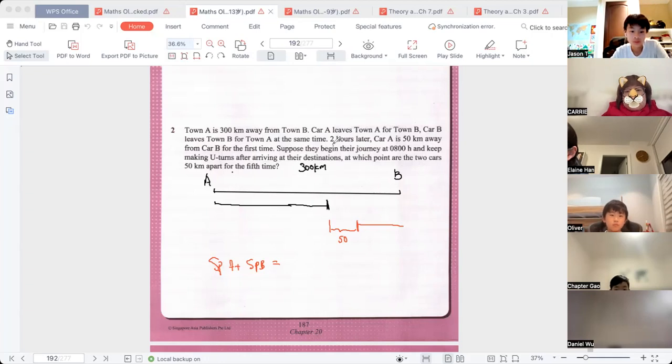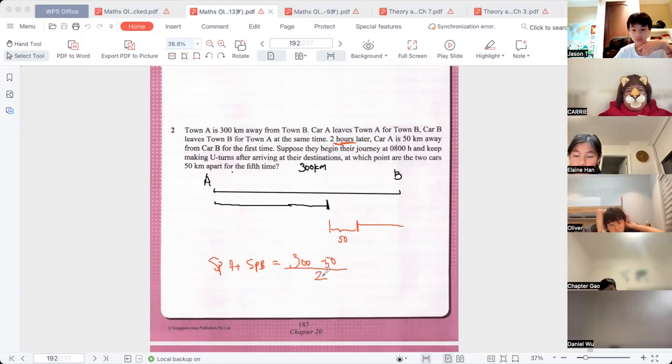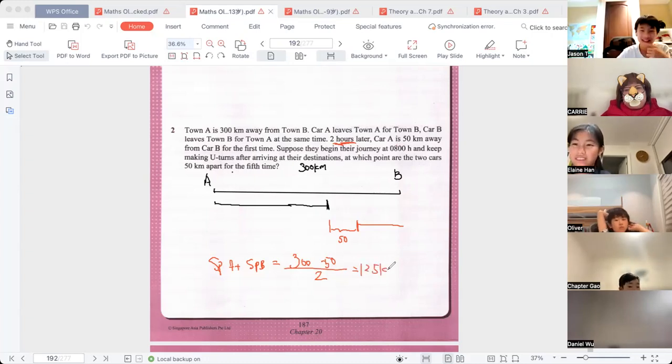So, 你看啊, 2 hours later, car A is 50 kilometers from car B. So altogether, it's 300 kilometers. So the speed of them is (300 minus 50) divided by 2. Am I right, everybody? 125. Thank you. 125 kilometers. Am I right?